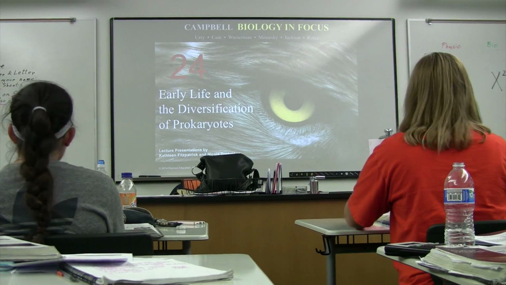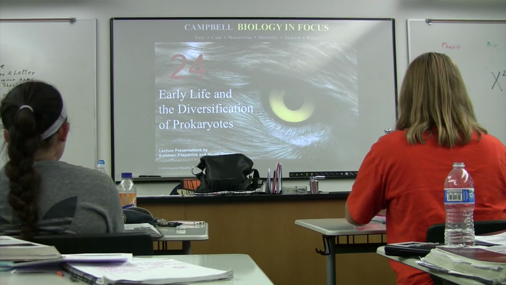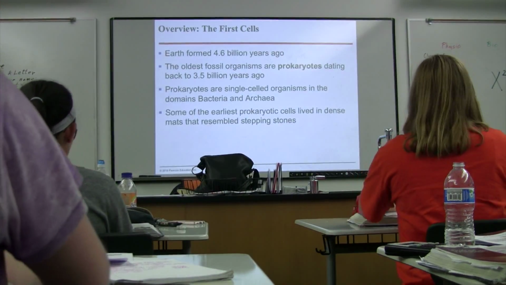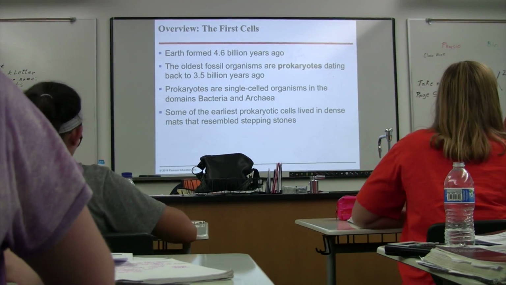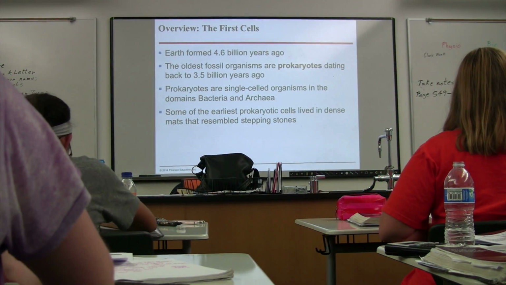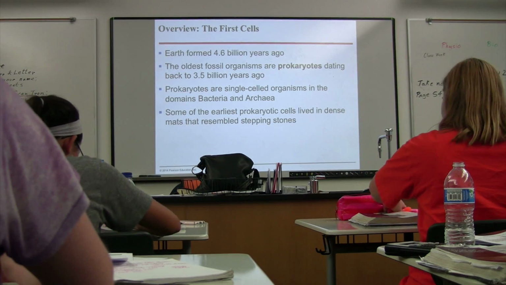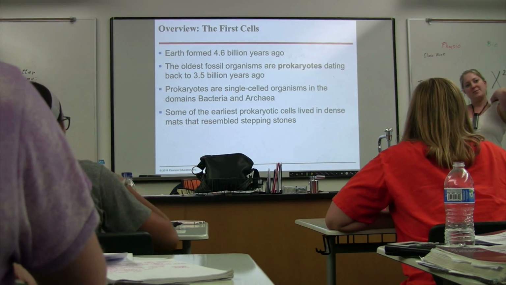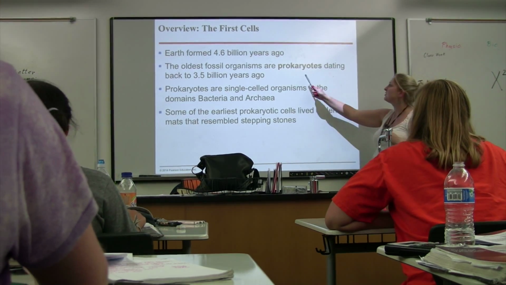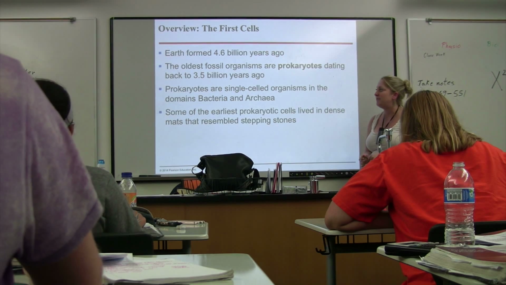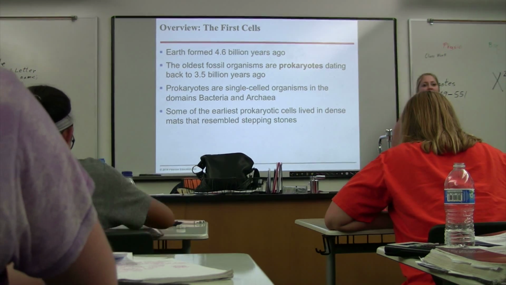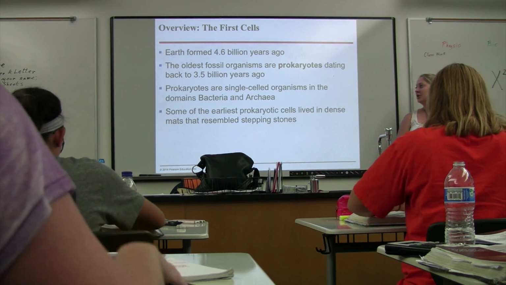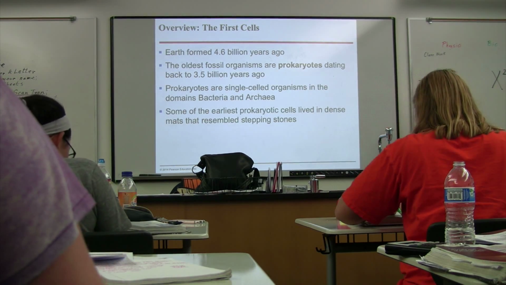Okay. Early life and diversification of prokaryotes. Pro, old or new? Who's a eukaryote in here? Oh, yeah. We are. Everyone that didn't raise their hand is a freaking cyborg. So, the Earth formed 4.6 billion years ago. Not 6,000 like some people thought. Pre-Darwin. The oldest fossil dates back to about 3.5 billion years ago. I want you to know that they are single-celled organisms and they have no membrane-bound nucleus. They live in dense areas.